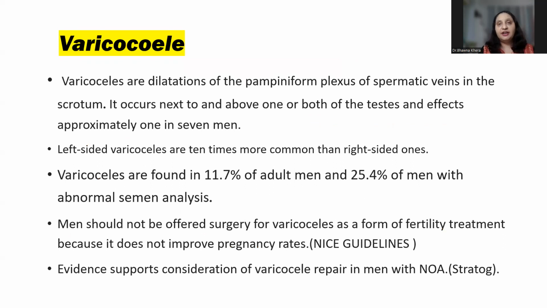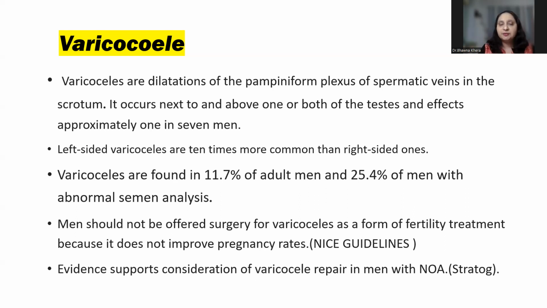Varicocele, a very favorite scenario. So varicoceles, what are these? They are dilatations of the pampiniform plexus of spermatic veins in the scrotum. It occurs next to and above one or both of the testes, and it affects approximately 1 in 7 men. So there is dilatation of the veins. There is also staging, 1, 2, 3. One is visible only while standing. Second is palpable only on standing. Third is always visible. So there is a staging pattern.